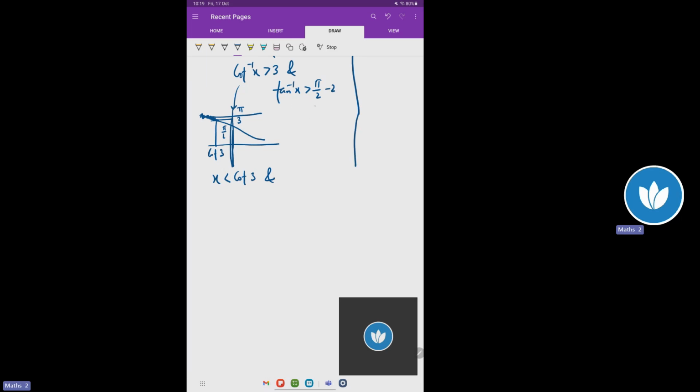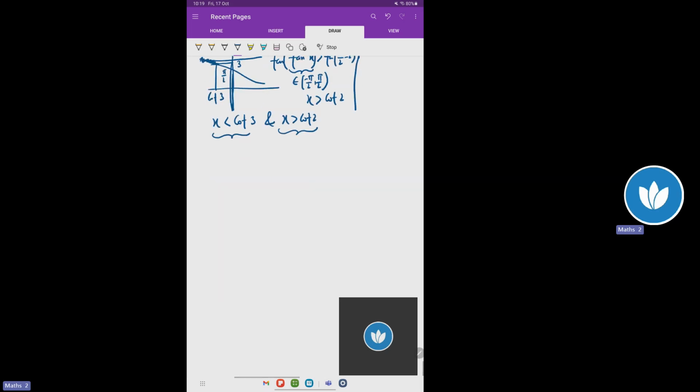And what is this saying? Can you take tan on both sides? tan inverse x is greater than pi by 2 minus 2. Why am I taking tan on both sides? Because I know this is a number from minus pi by 2 to pi by 2, and tan is increasing from minus pi by 2 to pi by 2. So x is greater than cot 2. Now x should be less than cot 3 and x is greater than cot 2. What is the intersection of these two?